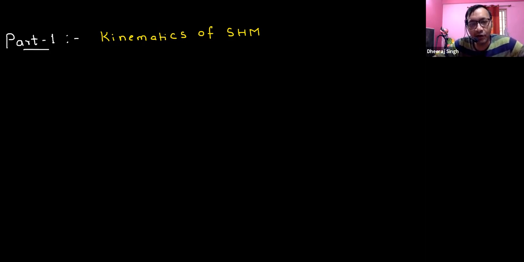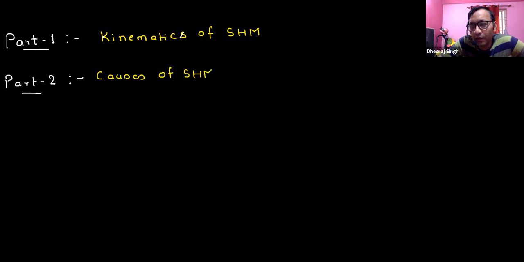So part one, like I said, talks about kinematics of SHM. Why are we having kinematics of SHM? We'll discuss kinematics in greater detail later on. But kinematics is studying a movement without getting into the cause of the movement. So I don't care about how the SHM has been created. I have been given position, time, and velocity. I may need to find acceleration or displacement after a certain time. That is what the kinematics of SHM is about. Part two of the chapter is the major part, which talks about the causes of SHM. What causes a particular SHM?